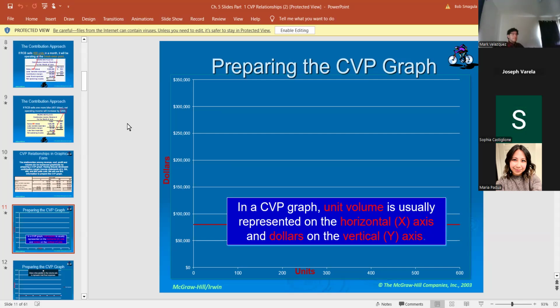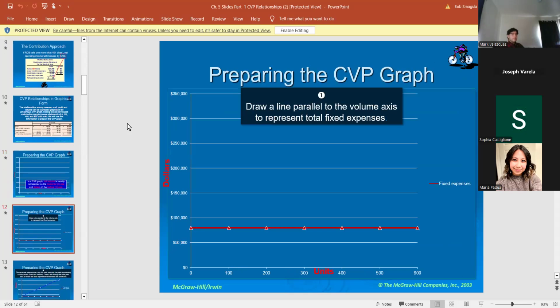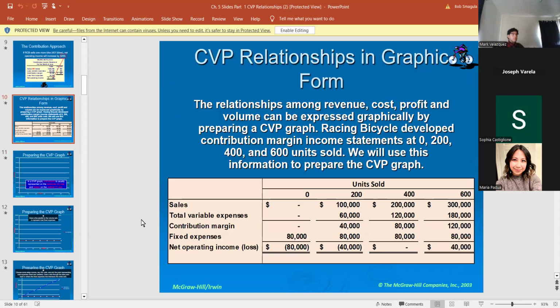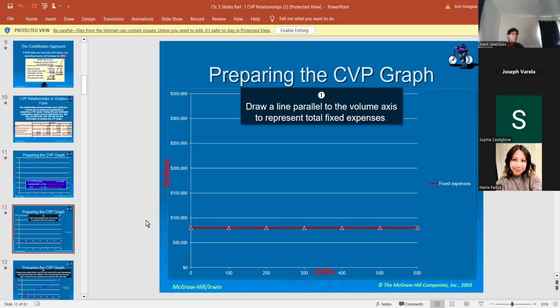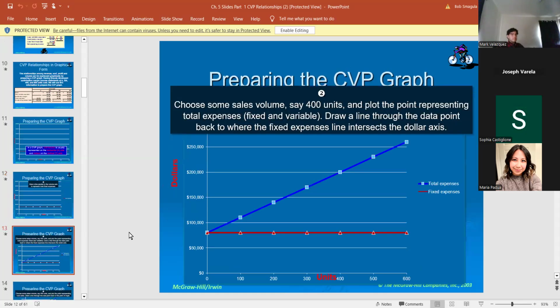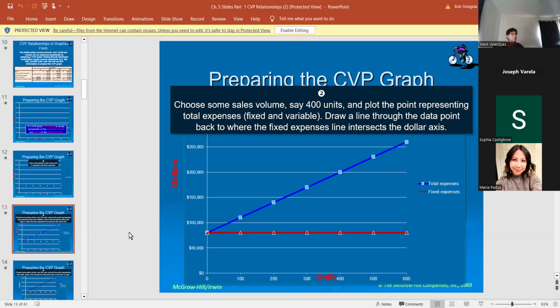CVP graph. And what we're going to plot at first is our fixed cost, which I assume, using the same numbers we just looked at, was $80,000. So there's your fixed cost, $80,000. And it's a flat horizontal line representing the fact that the fixed costs are the same regardless of the activity. Then they start plotting the units.